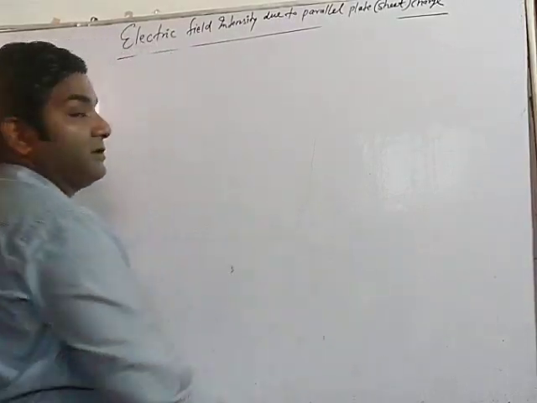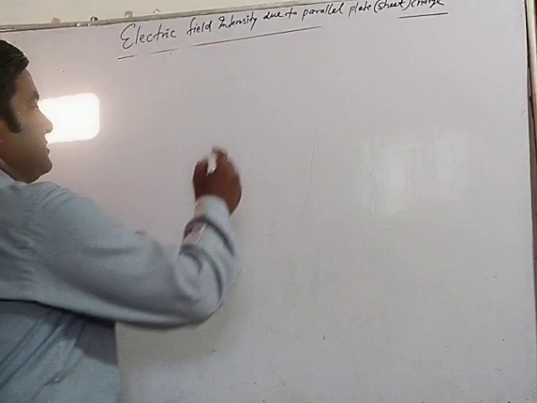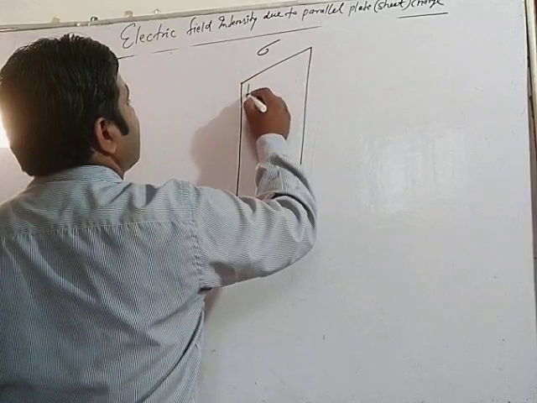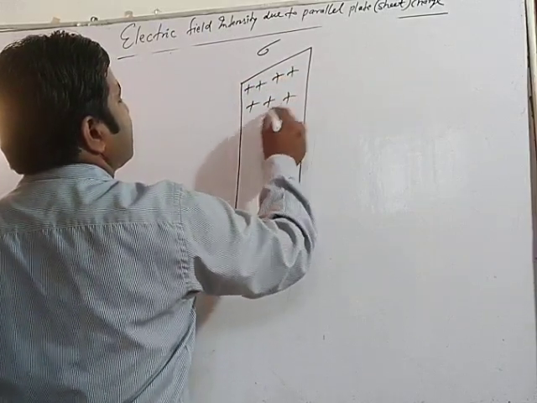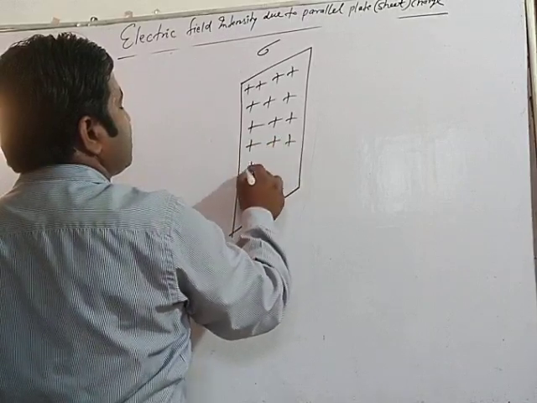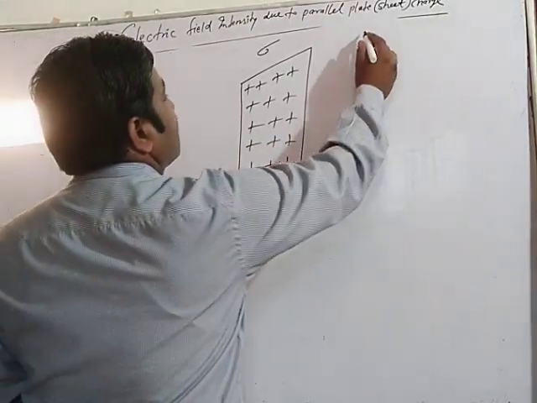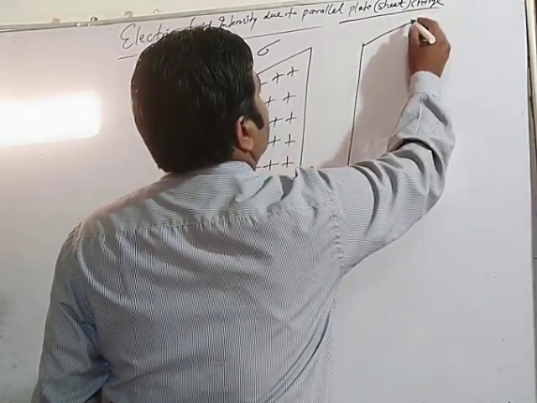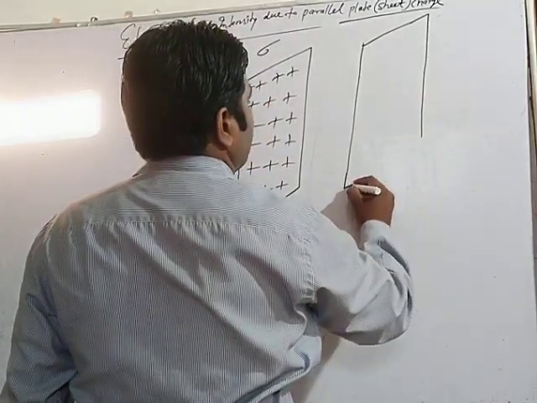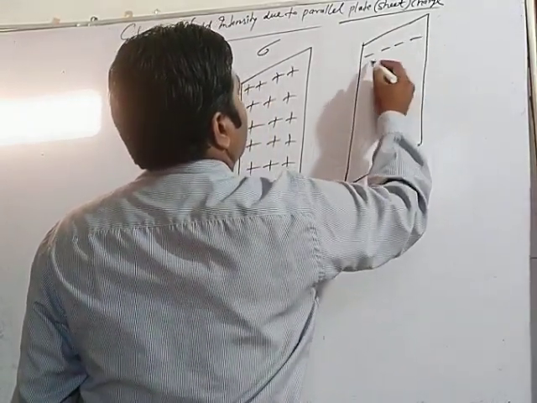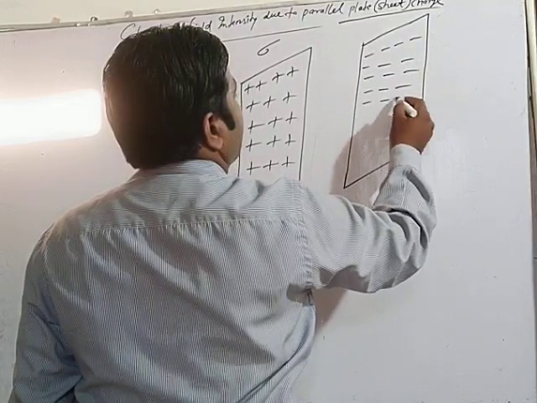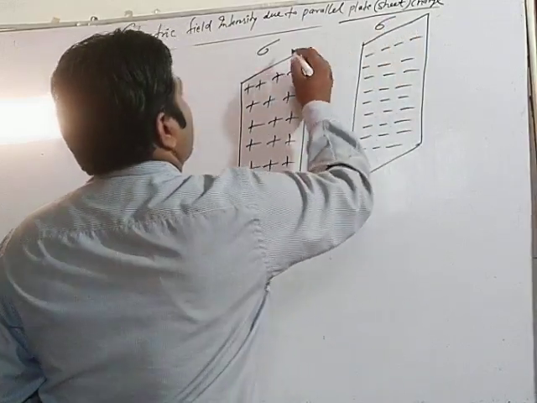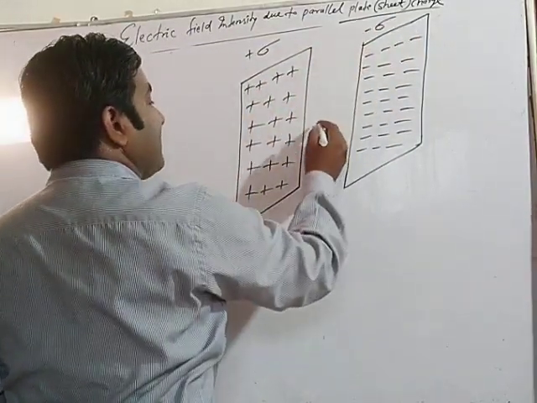In the NCERT book, the surface charge density between two plates is given, that is sigma. Here is a positively charged sheet and here a negatively charged sheet. Here plus sigma and here minus sigma, and we have to calculate what?